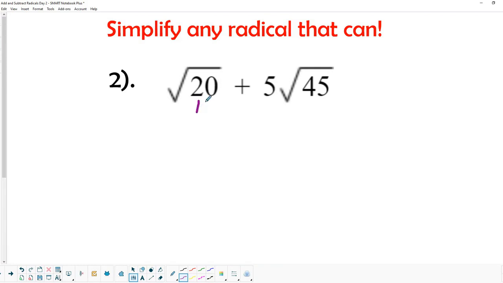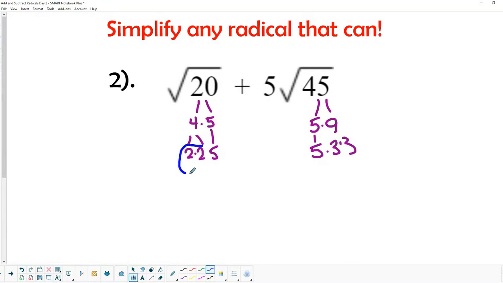But we can simplify. So let's break this down into 4 times 5. And 4 breaks down into 2 times 2 times 5. And now let's break down 45. We're going to break that down into 5 times 9. Or 5 times 3 times 3. So let's start circling our matching factors. We got matching 2's over here, matching 3's over here.